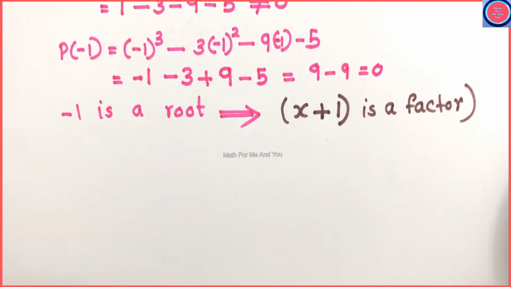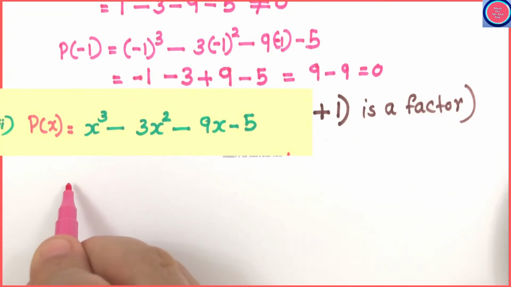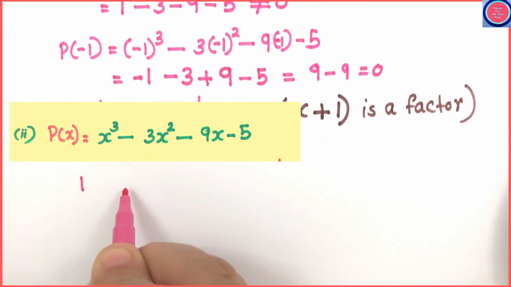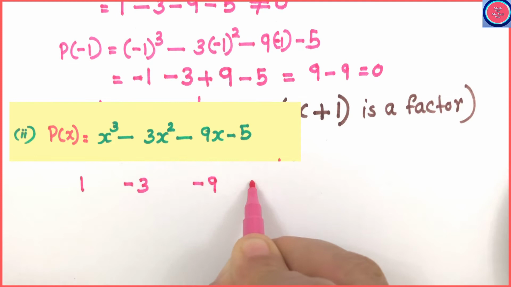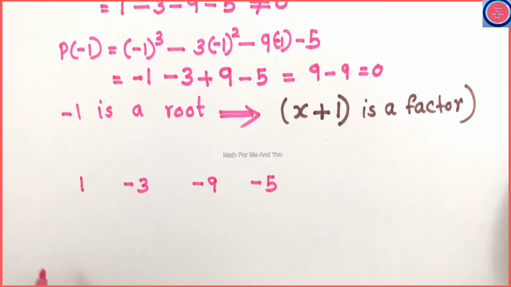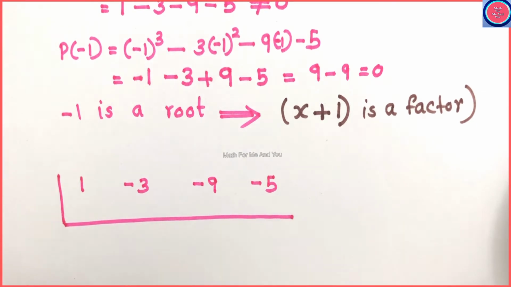Now we have to divide and get the quadratic factor. For that, we will write down the coefficients of p of x. Here p of x is in standard form, so we can write the coefficients as 1, minus 3, minus 9 and minus 5. Divide by, since the factor is x plus 1, we will divide with the root. What is the root? X minus minus 1, that means minus 1 is the root.